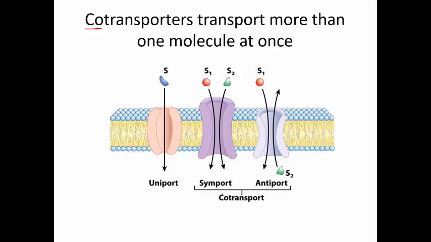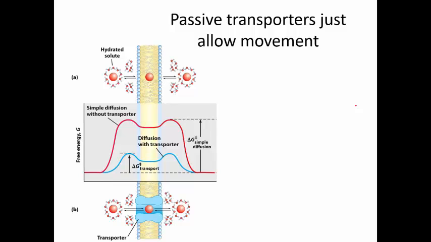So if you are a symporter that needs to move S1 and S2, and there's no S2 around, you can't move S1 just by itself. Same thing with an antiporter. This is showing these both as passive channels, but just to be clear, this can work just as well with an active transporter. All right, so if passive transporters just allow movement, this is a little bit more detail on how this works.